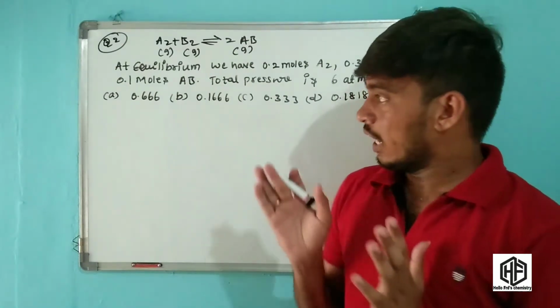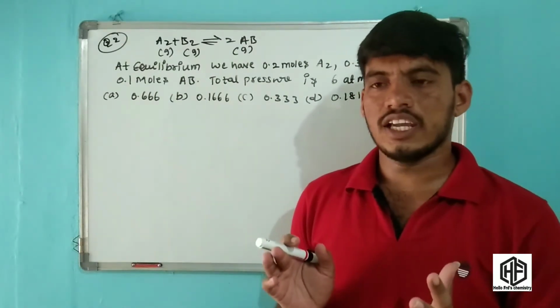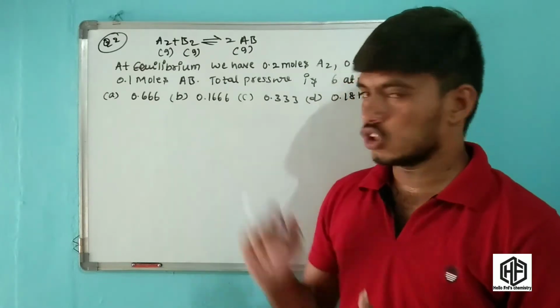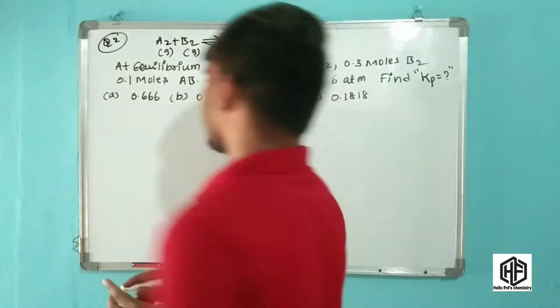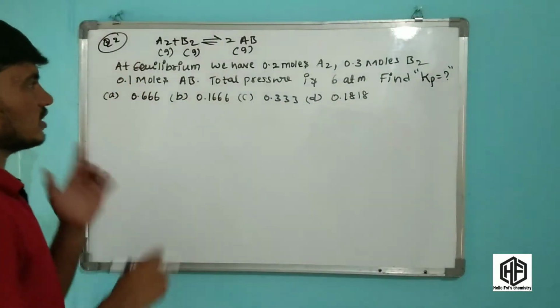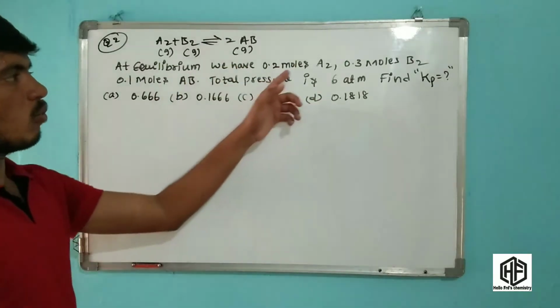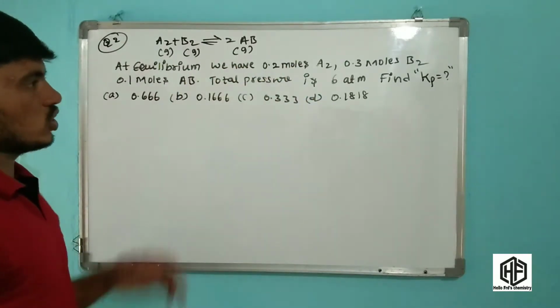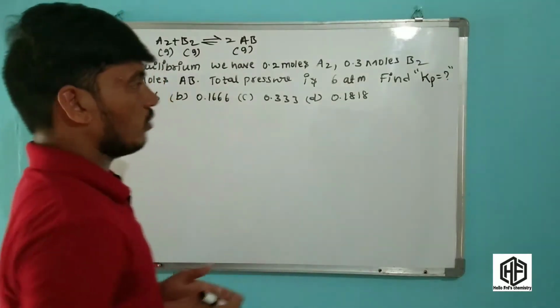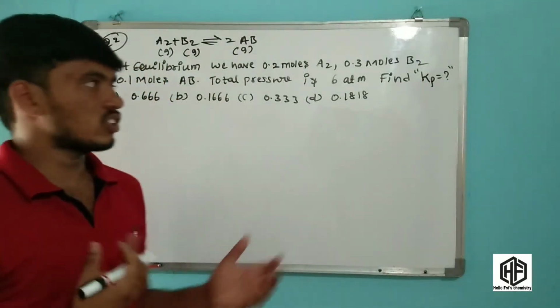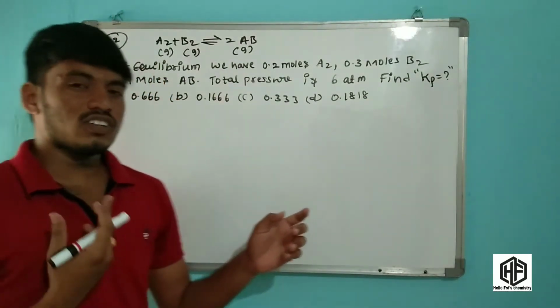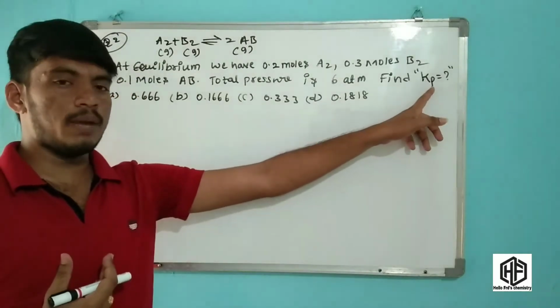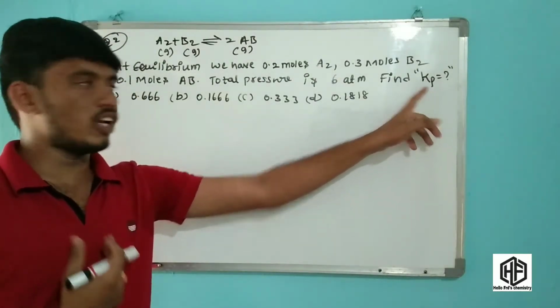Now, these types of questions are asked in so many competitive exams. How do we find the equilibrium constant Kp in these questions? One more important topic is discussed here. These are gases, and these are the moles present in this question. Now we have to find the partial pressures. Kp means the equilibrium constant in terms of partial pressure.